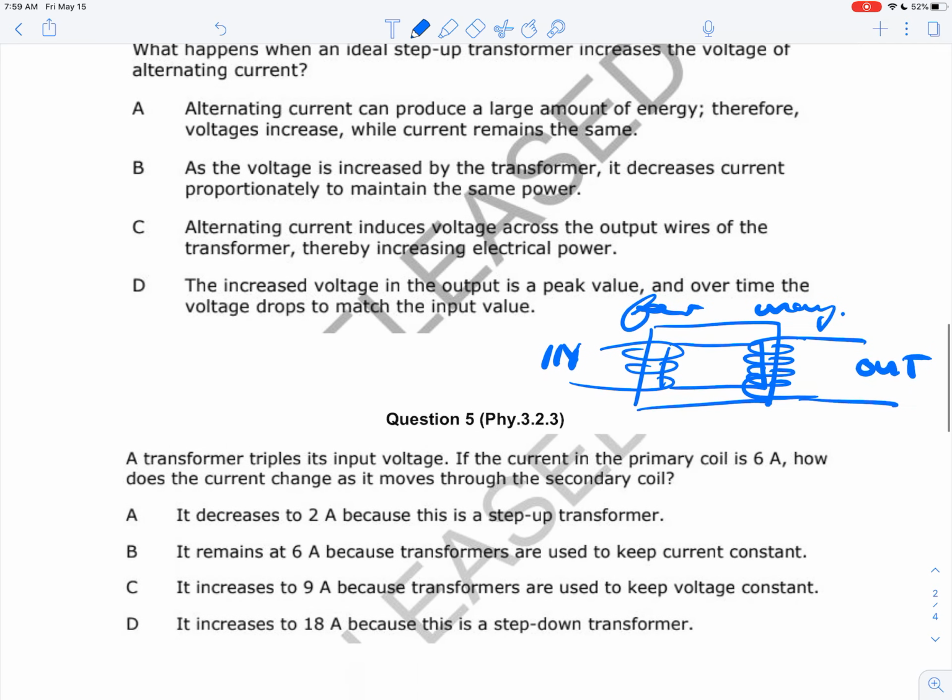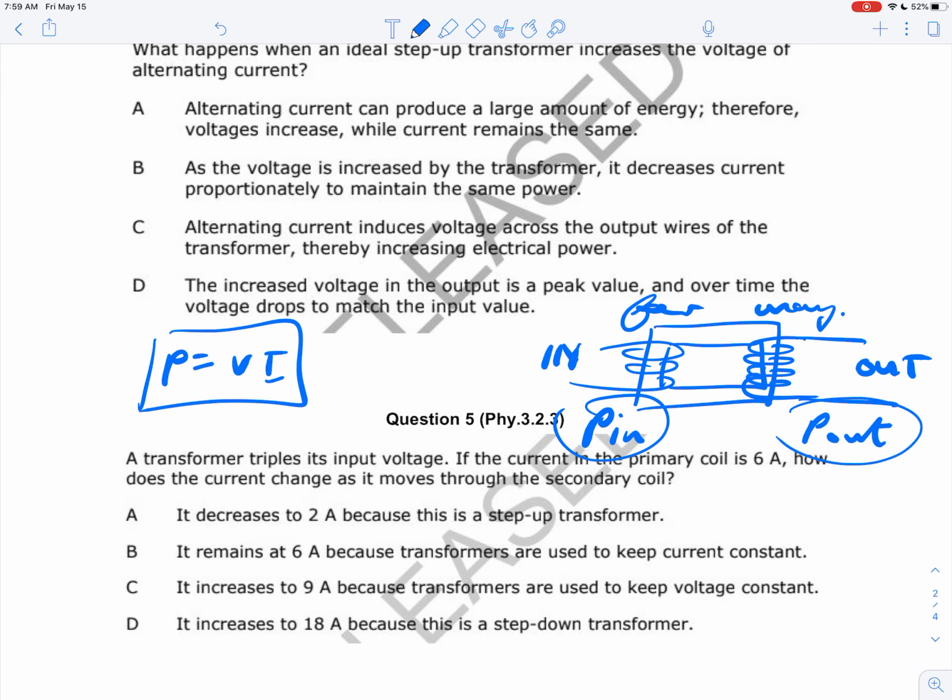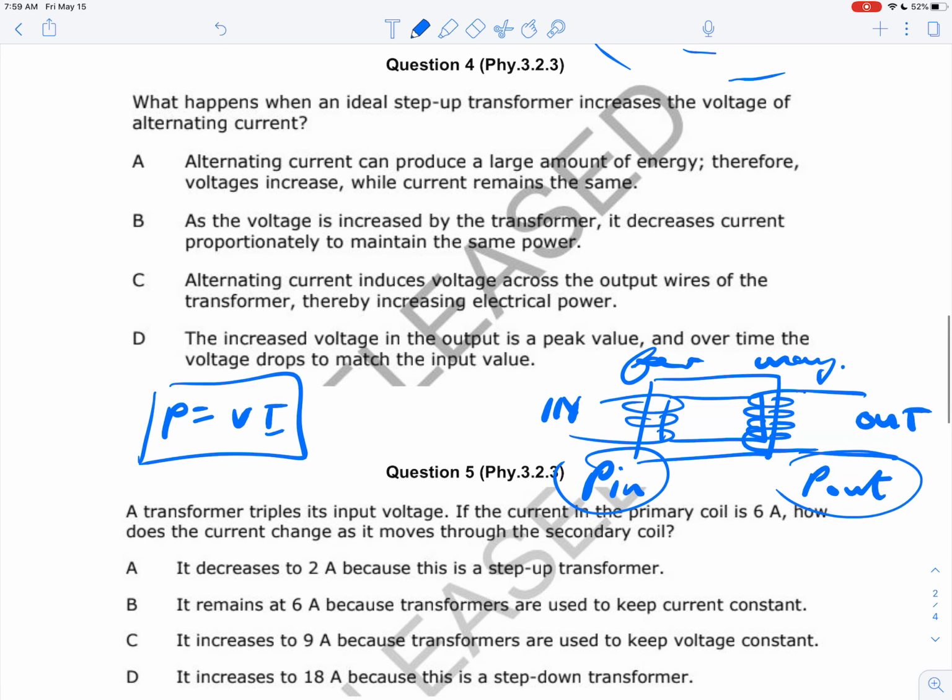Now with a transformer, the power in always equals the power out. And you guys know that power equals VI, voltage times current. So if the power going in and the power going out have to be exactly the same, a step-up transformer is going to step up the voltage. So the V and I on this side and the V and I on this side, if you multiply them, they're going to be the same.